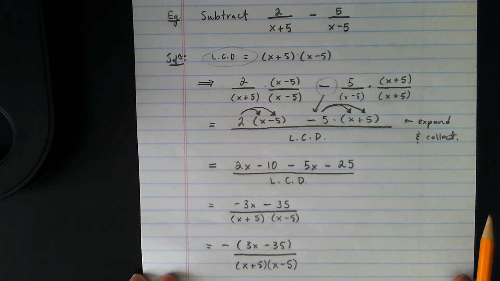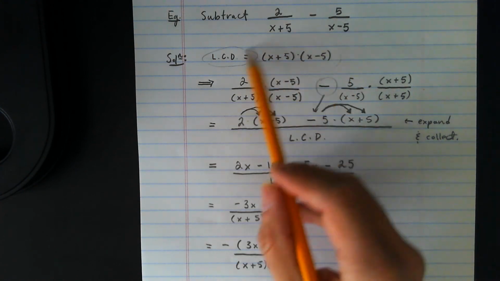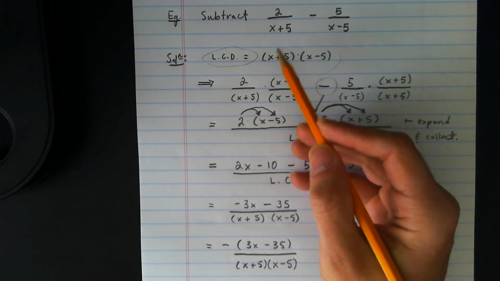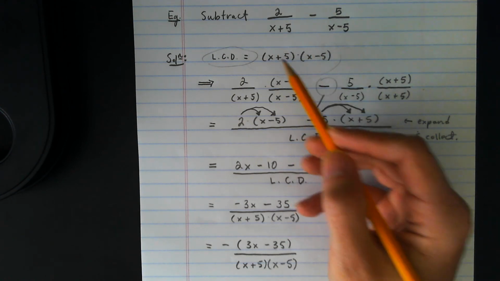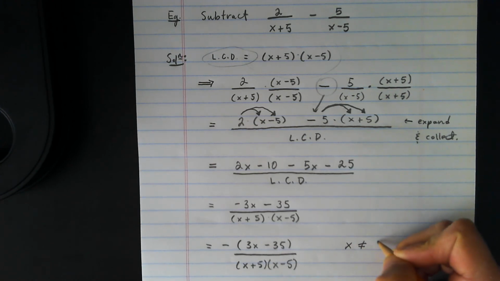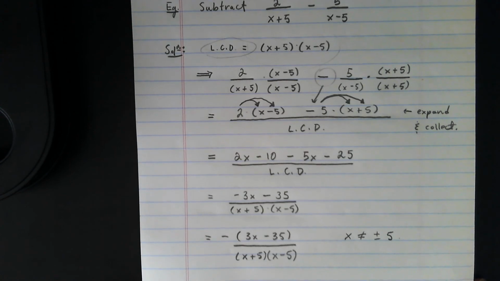Okay, so let's just list our domain restrictions. For these questions, you can basically just look at the LCD. Okay, that's our common denominator. So our domain restrictions here are just x cannot equal minus 5, x cannot equal plus 5. Okay, good.